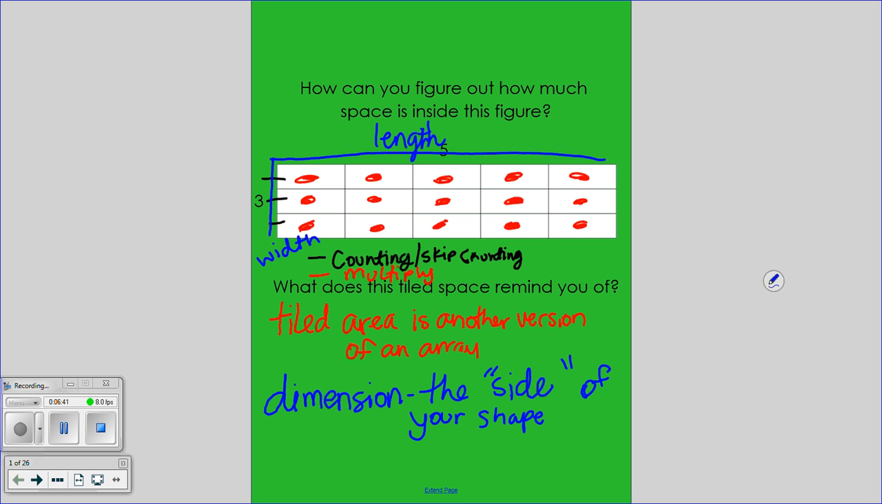Okay, make sure you have these down. You are going to see the words length, width, dimension a lot. You need to know what it's talking about.